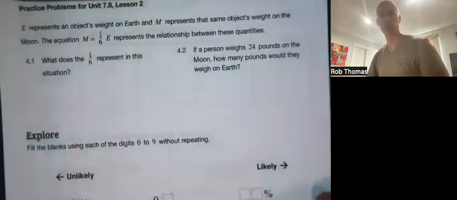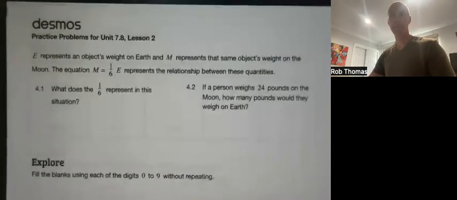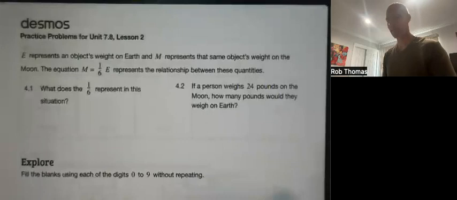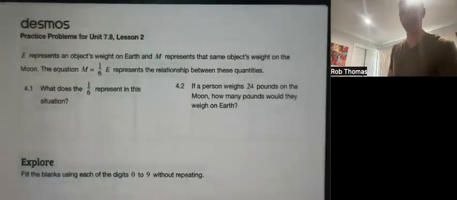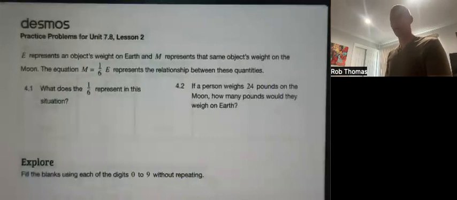All right. Oh, the Earth moon weight one. Sometimes I mess this one up because I get it backwards. So it says E represents an Earth's weight. Sorry, see, now I can't even read it, let alone do it. E represents an object's weight on Earth, and M represents the same object's weight on the moon.